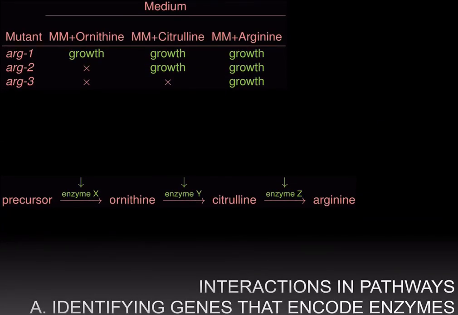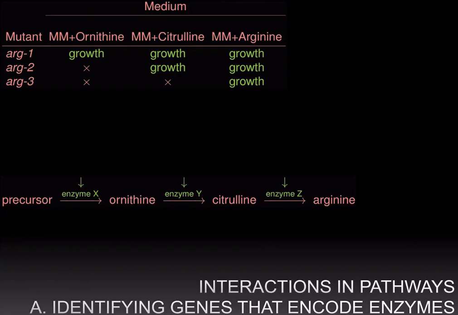And the goal in such experiments is twofold. One goal is to arrange these compounds or products that you are supplementing minimal medium with in the order of the pathway. And the second goal is to identify which mutant and hence which gene controls which catalytic step in the pathway. So which gene encodes the enzyme that controls the conversion of one particular intermediate to another.